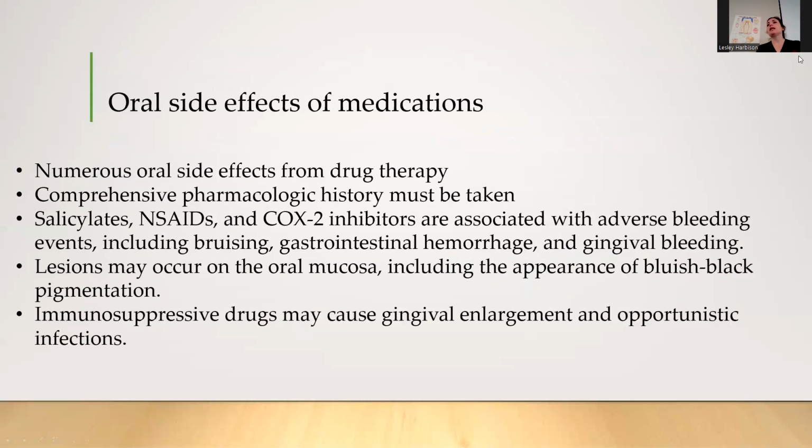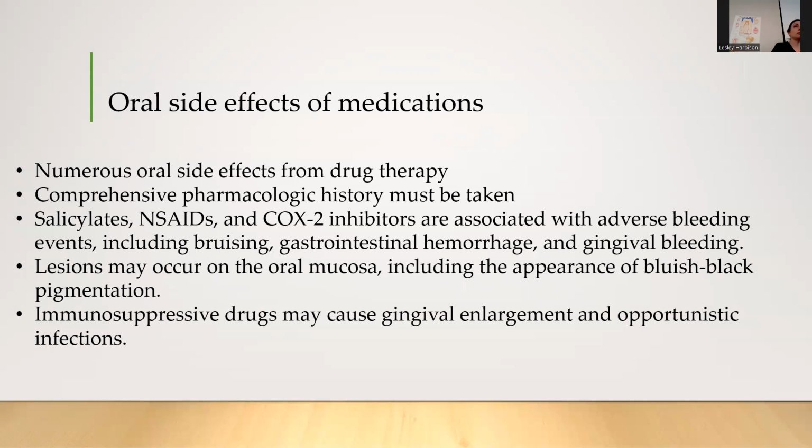Other side effects of the medication. So there's lots of oral side effects from the drug therapy. Comprehensive pharmacological history is really important. So if you get somebody with lupus, or a patient with myasthenia gravis, which you won't see a ton of, but you will definitely see a handful in your whole career, whenever you see somebody with an autoimmune condition that you haven't seen before, make sure you take the time to look up the medications because it's going to be new.